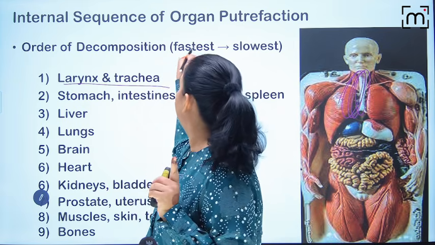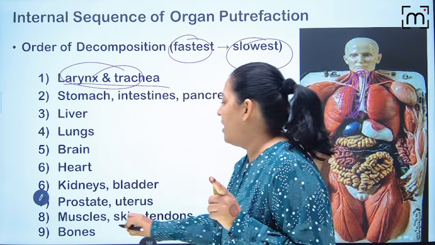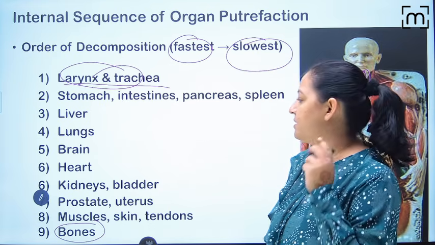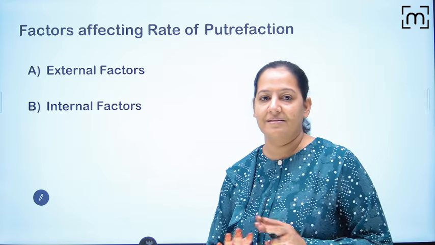The fastest putrefaction occurs in the larynx and trachea, and the slowest occurs in bones. You can learn it like that, the fastest and the slowest internal organs. So that is the distribution.